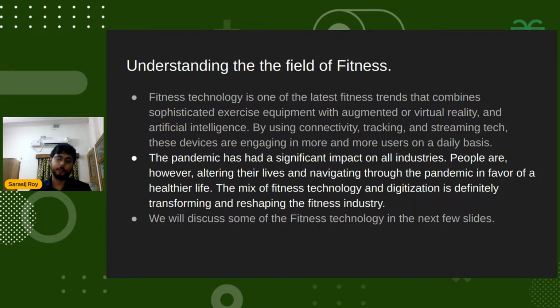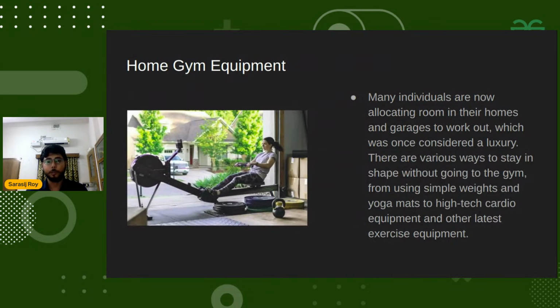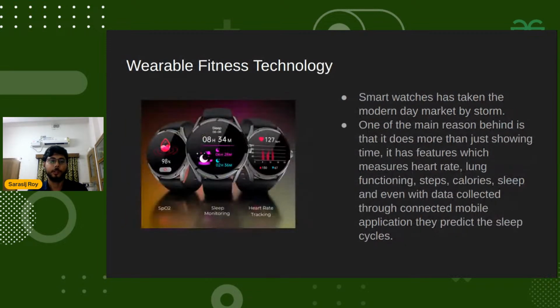We'll discuss some of the fitness technology in the next few slides. So let's go over there. Home gym equipment. Basically, in 2015 and 16, home gym equipment was a luxury. We never thought of having this kind of equipment in our home. But after the pandemic situation, we are having different kinds of gym equipment in our home, and these are tech oriented, not only crude machines. These are tech oriented, collecting our data, giving us the calorie burn, the heart rate, etc. So again, technology is involved in this kind of thing.